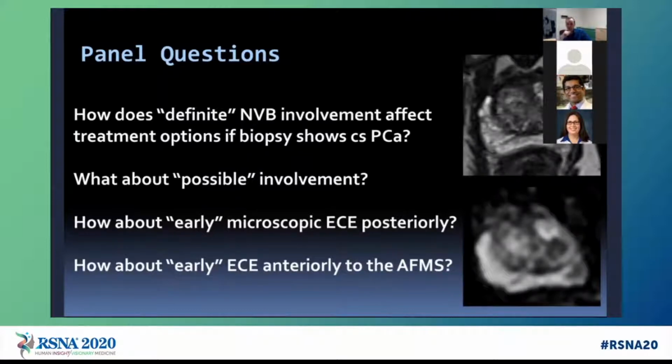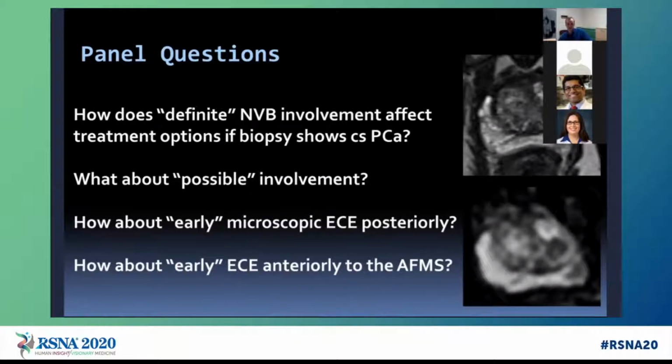If it was possible, then I would lean towards a cryotherapy option where I could ensure that I get a good freeze outside. And if there was no involvement at all, there was no suspicion, then there would potentially be an option for high intensity focused ultrasound ablation.